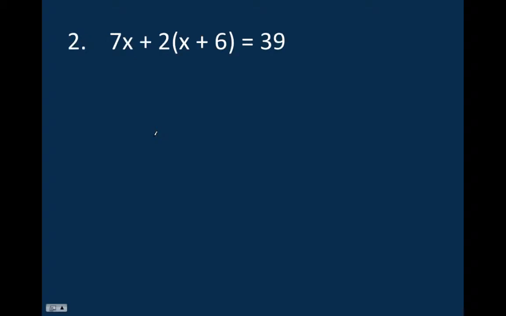Let's try this one out. 7x plus 2 times, in parentheses, x plus 6. Distributive property, right away. 2 times x, 2 times 6. 2 times x is 2x, 2 times 6 is 12. So we have 7x plus 2x plus 12 equals 39. Perfect. Now, 7x and 2x, those are like terms. They're both positive. We can combine those together. 7x's and 2x's is 9x's.